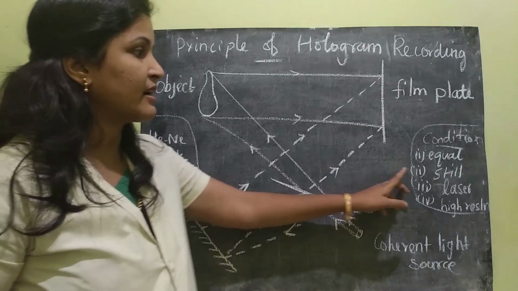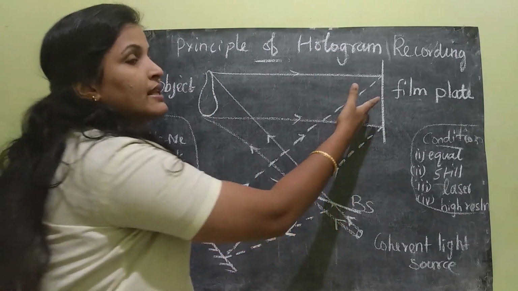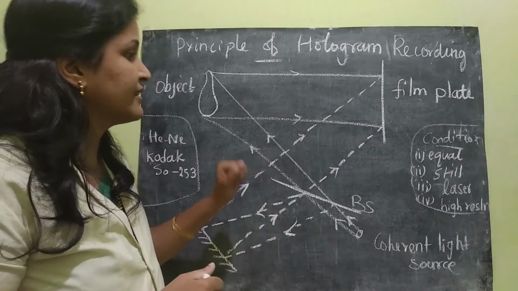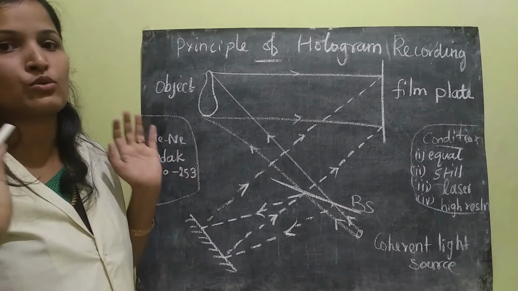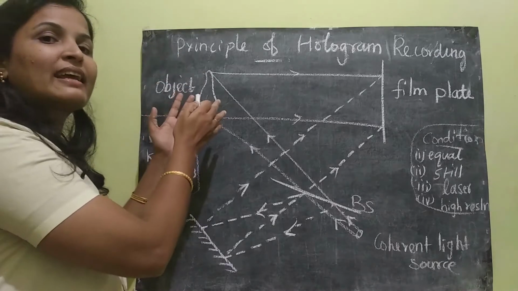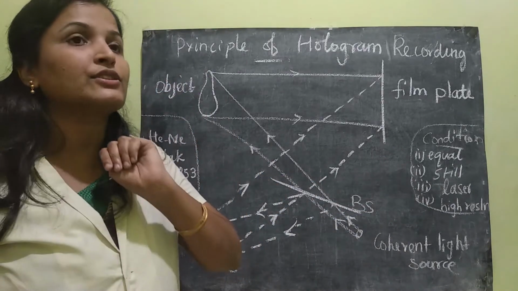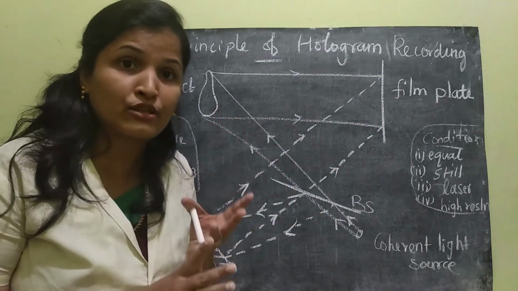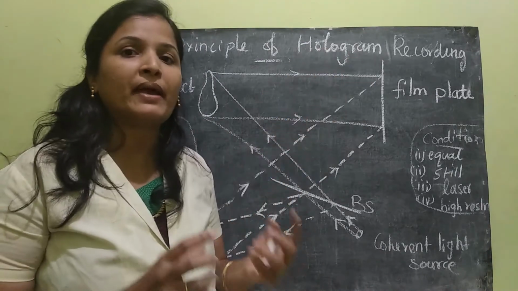The second condition is stillness. That means all the optical components like the beam splitter, the source, the recording plate, everything should be still, meaning motionless. The third one is that the object should be completely illuminated by the laser source. There shouldn't be any other light source surrounding it. The fourth condition is that the plate should be a high resolution and high sensitivity plate. Then only the recording will be perfect.